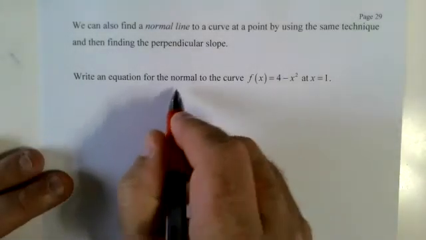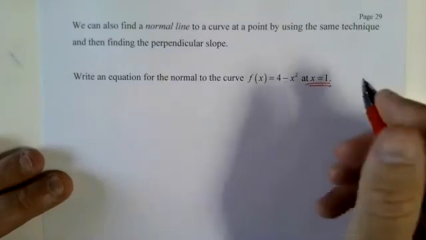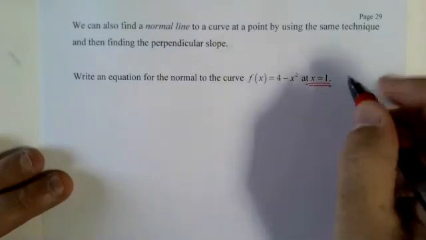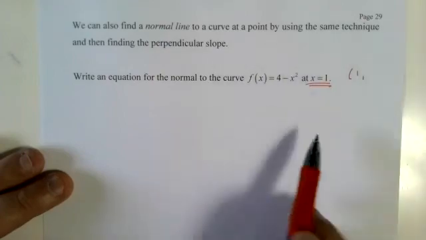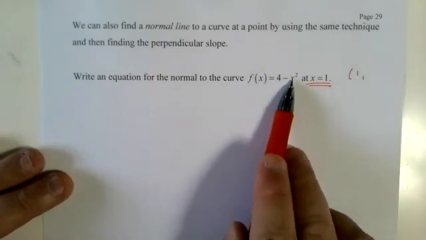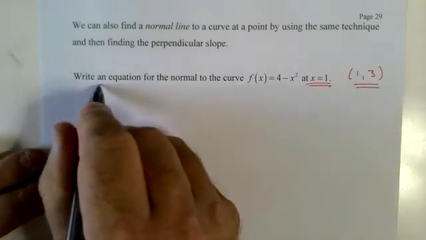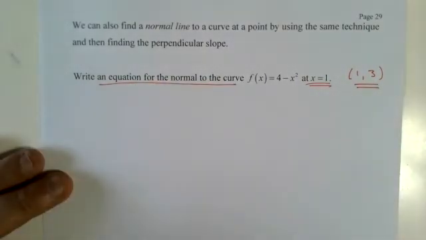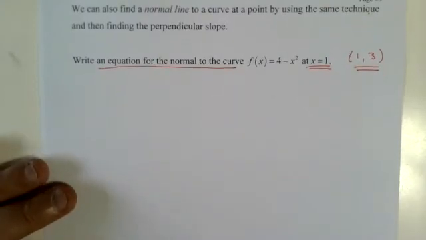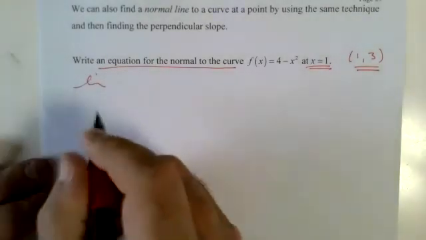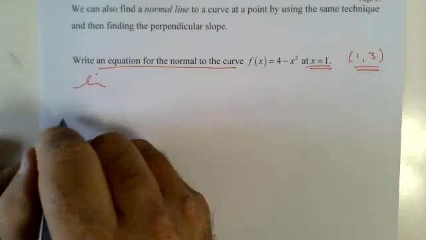Write an equation for the normal to the curve at x equals 1. You know what I need to do first is find out what that point is. It's 1 comma, so 4 minus 1 is 3. All right, I need that point. When I write an equation for a line, I need a point. So, all right, big ugly work to do. And then we'll do it the shortcut way to make sure we know what we're talking about.